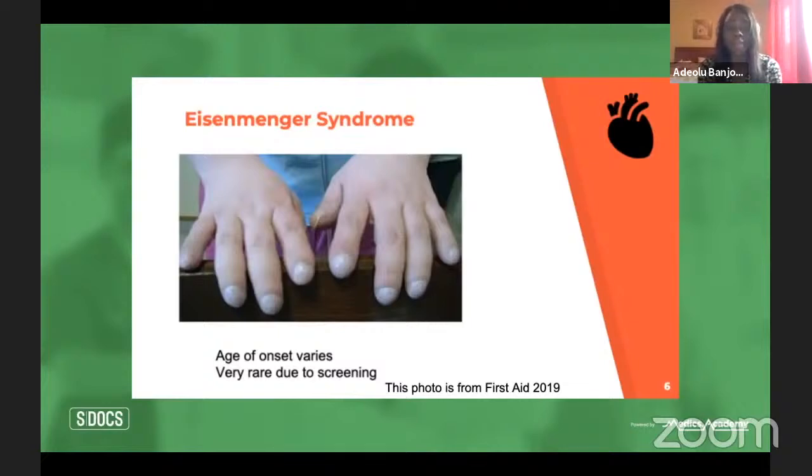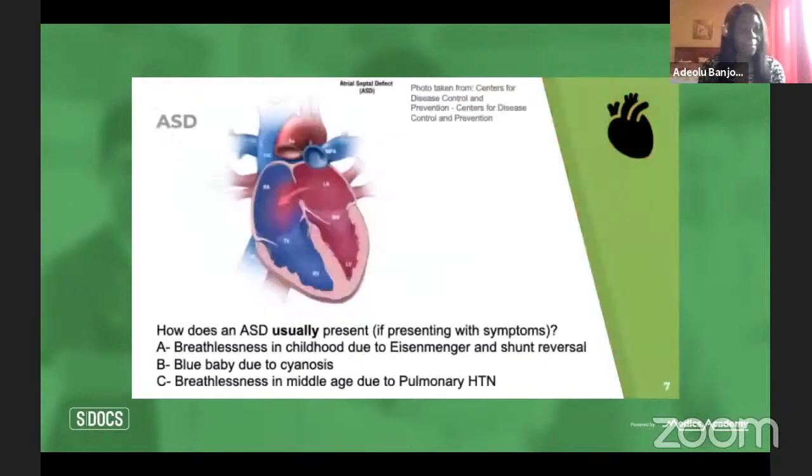So again, the baby, when it's just born, won't be cyanosed, but in a couple of years, the cyanosis could then develop. It can also present with clubbing, which you can see in the photo on the screen, and also something called polycythemia, which is just an elevated hemoglobin level. And the age of onset, again, can vary depending on the size of the hole and how quickly you get that pulmonary hypertension developing.